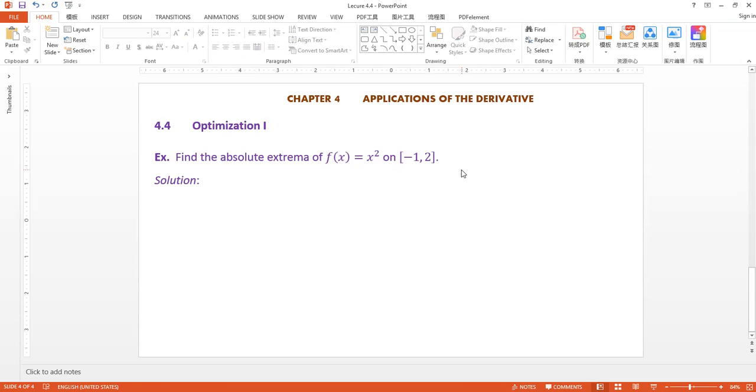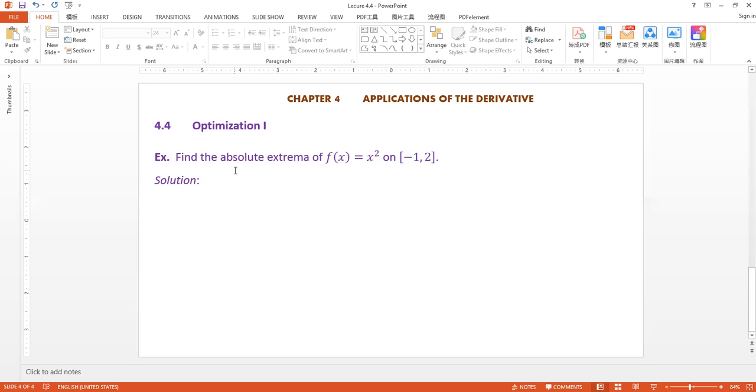2 steps. The first step is to locate the critical numbers, and then the second step is to compare the values of the function at the critical numbers and the function value at the endpoints. Because the relative extrema are included at the critical numbers. So if you include all the critical numbers and endpoints, that will tell you where the absolute extrema are.